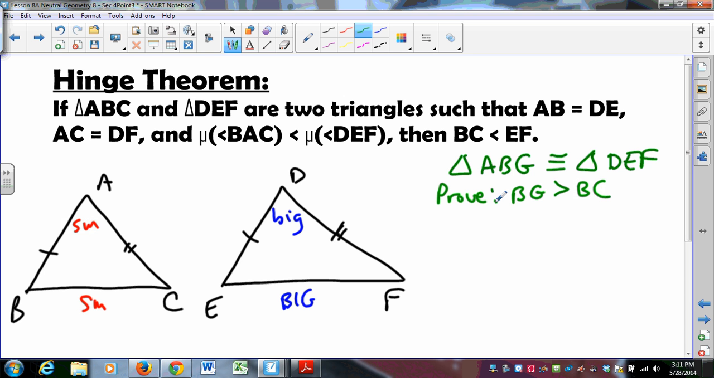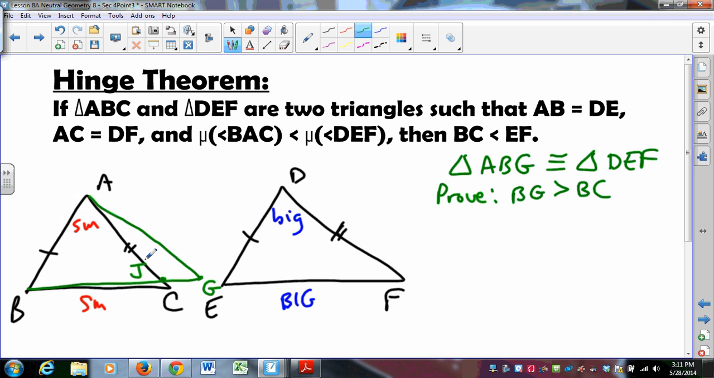There has to be a point somewhere out here such that if I connect the dots, triangle ABG is congruent to triangle DEF. There has to be. We know that. There's a theorem that you proved that guarantees that. So this segment BG has to cross this ray at some point. We'll call that J. It's guaranteed by the crossbar theorem.